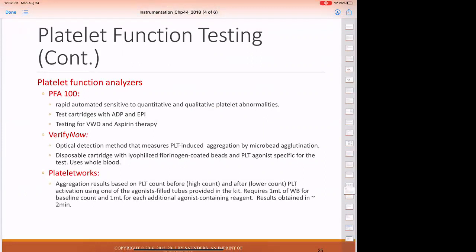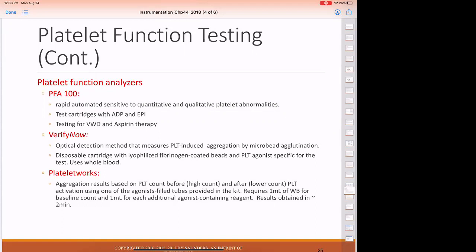Other tests that assess platelet function are platelet function analyzers. The PFA 100, Verify Now, and PlateletWorks are small instruments that help analyze the function of the platelets. The PFA 100 assesses quantitative or qualitative platelet abnormalities. It is a rapid, automated, and sensitive method. It uses two test cartridges, one with ADP and epinephrine, and you're also testing for aspirin therapy or von Willebrand's disease.